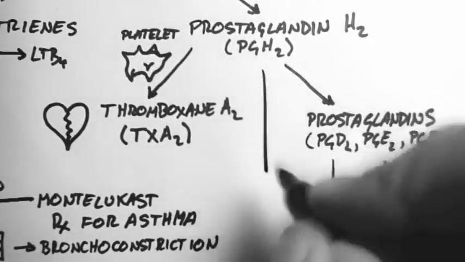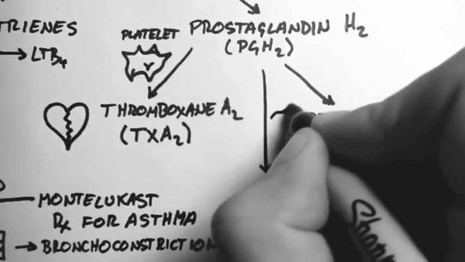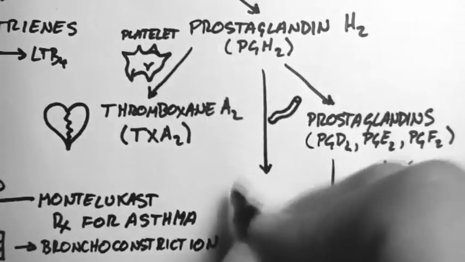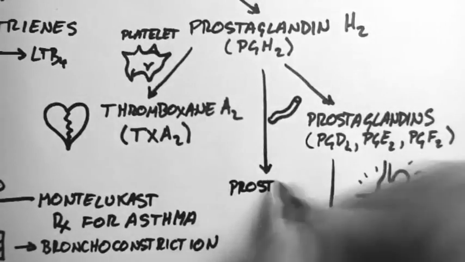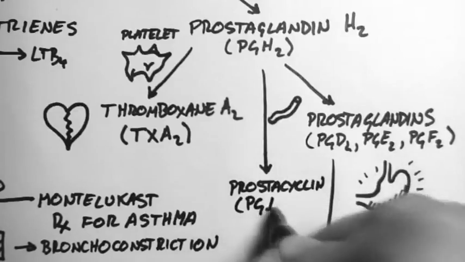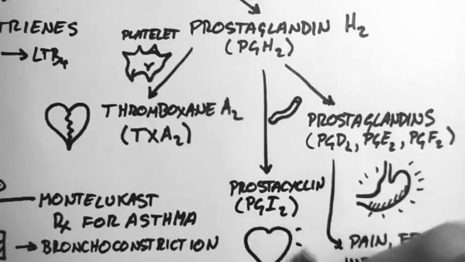A third product that can come from prostaglandin H2 occurs in the endothelium of blood vessels. And this is a molecule called prostacyclin, also known as PGI2. Now it's really good for your heart.